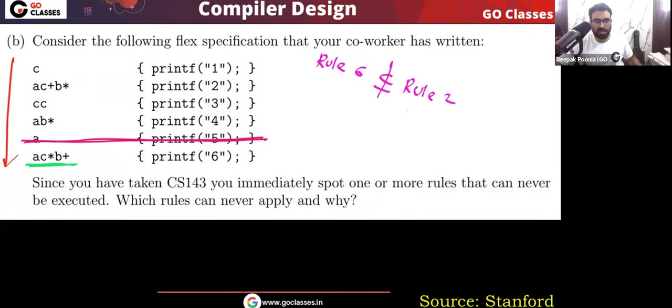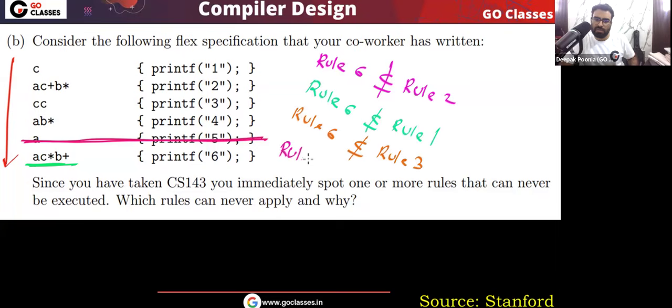Why? What is the reason? In rule 6, you can generate AB, but in rule 2, you cannot generate AB. Yes or no? So rule 6 is not a subset of rule 2. Rule 6 is not a subset of rule 1. Rule 6 is not a subset of rule 3. And rule 6 is not a subset of rule 4. So tell me, can I say this is useful, or is there still any mystery? Is there any trick involved here?